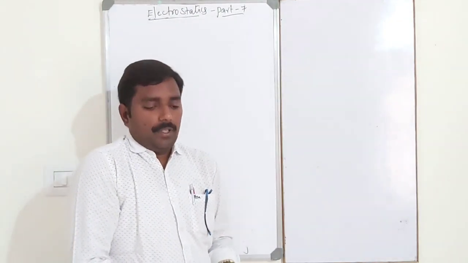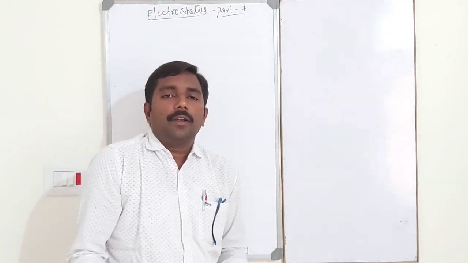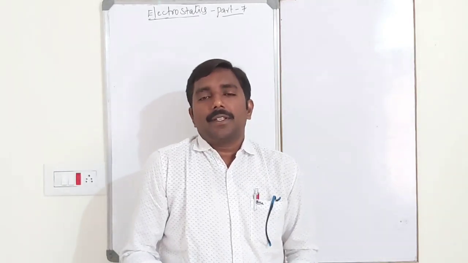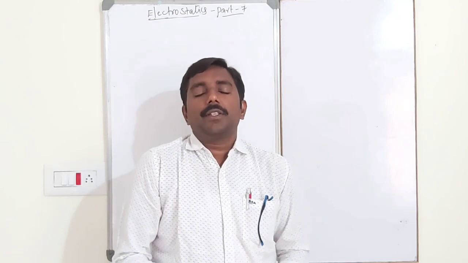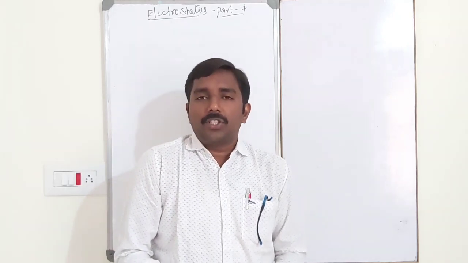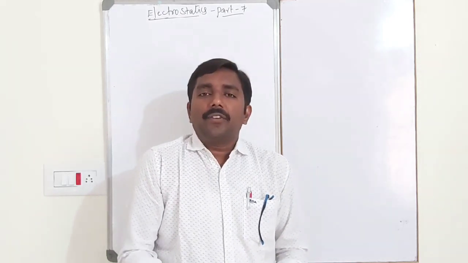Okay, so already we know about electric field. What is meant by electric field? It is a region in which electric charges experience electrical forces. That is called electric field. It is represented by letter E. Electric field is a vector quantity.